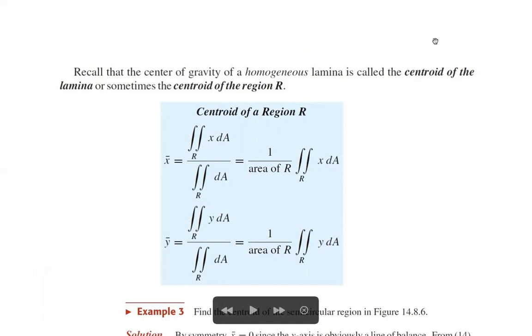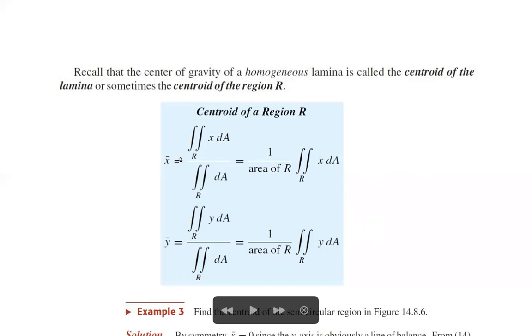Now, the centroid of a region R is equal to the center of gravity of a homogeneous lamina. The center of gravity x bar is equal to the double integral over R of x into delta xy dA divided by the double integral over R of delta xy dA. If delta xy is equal to k, where k is a constant, take it as a common factor, and then both k's get cancelled. You'll get the double integral over R of x dA divided by the double integral over R of dA.